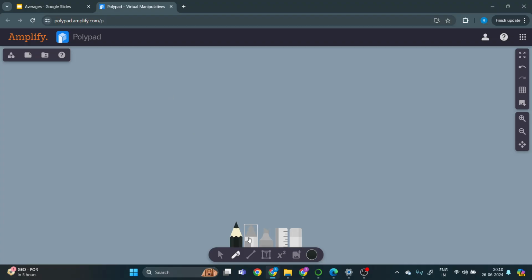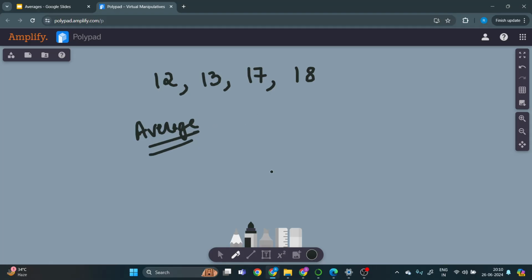Suppose there are some numbers, let us take any random numbers, like 12, 13, 17, 18. There are four numbers. Now I have to find the average of these four numbers. What will I do? Simple. I will just add all these numbers and I will divide it by the total numbers. How many numbers are there? Four numbers. So I will divide by 4.